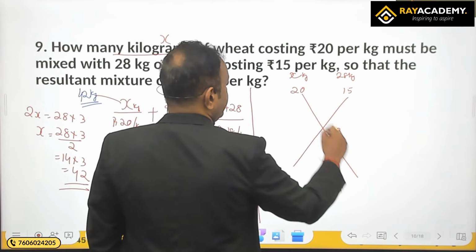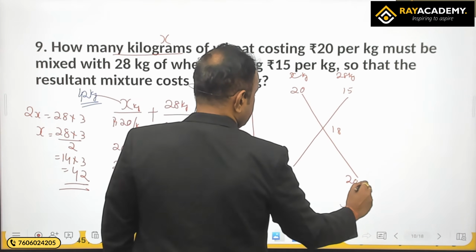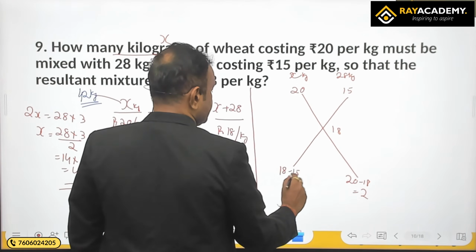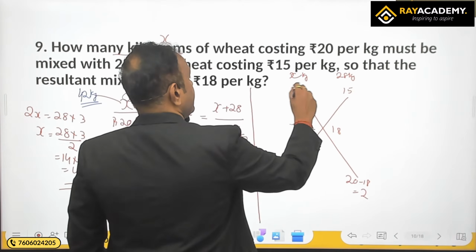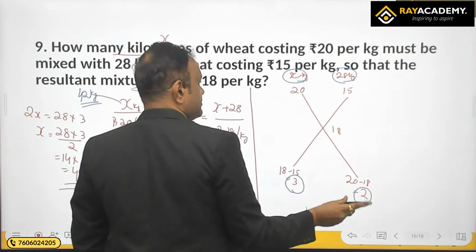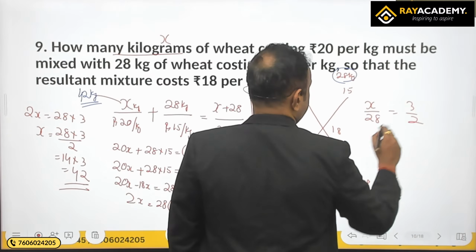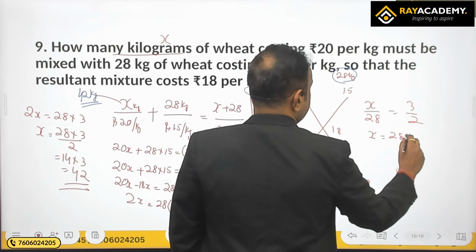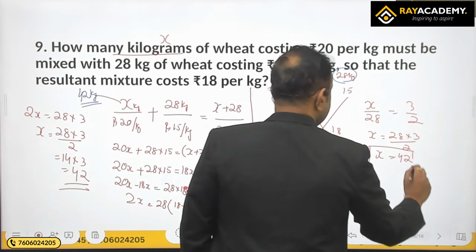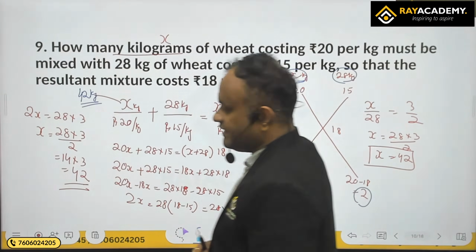So the difference of 20 and 18 along this line is 20 minus 18, that is 2. The difference of 15 and 18 is 18 minus 15, that is 3. What alligation says: x by 28 equals 3 divided by 2. Only this thing you have to do. So x is 28 into 3 divided by 2, that is 42. This is pretty easy, both are easy calculation ways. So everybody must know the alligation method.